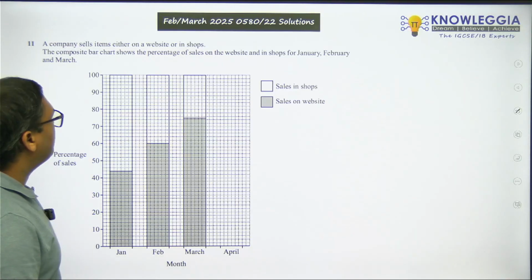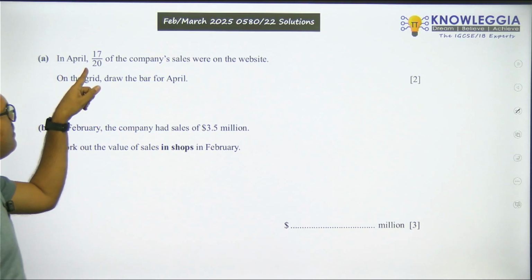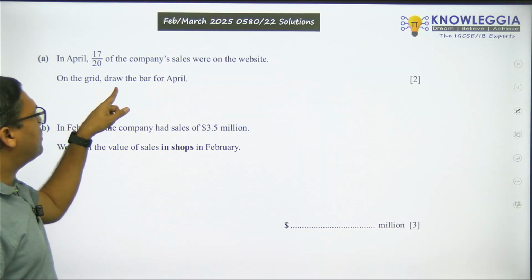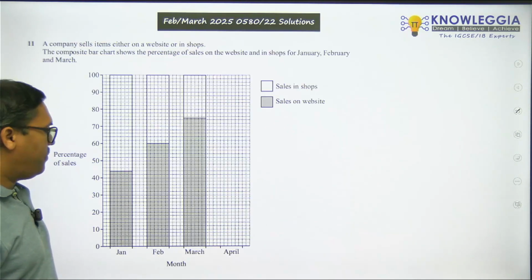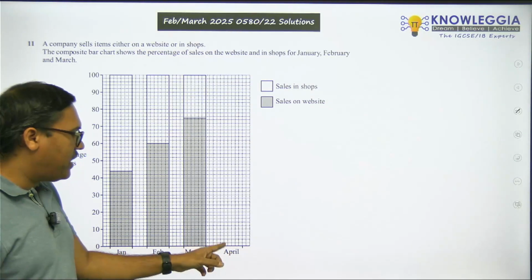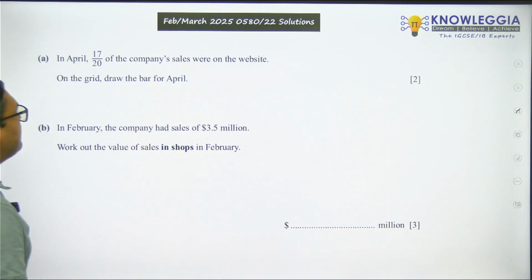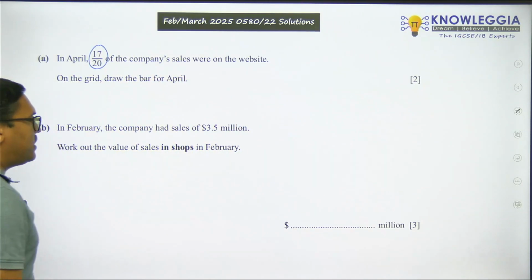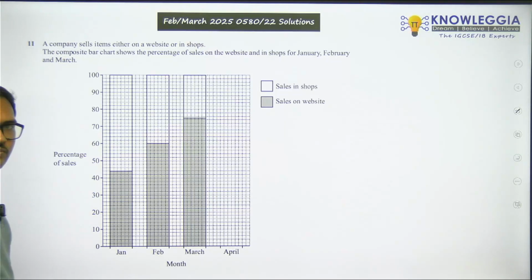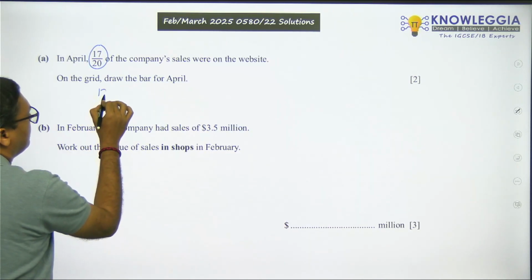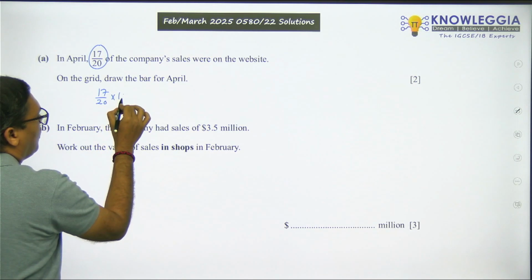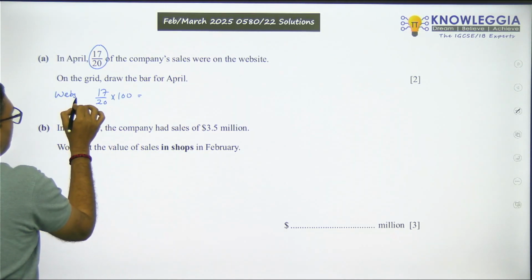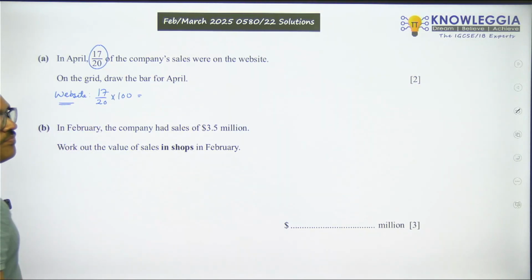So the question is, in April, 7 by 20 of the company's sales were on the website. On the grid, draw the bar for April. So you have to calculate the bar and draw it for April. Basically, they are saying that 7 by 20 of the company sales were on the website. Now see, this is in percentage terms. So can I say 7 by 20 is effectively how much percentage? This is 7 by 20 on the website, the sales on the website. So what is this?